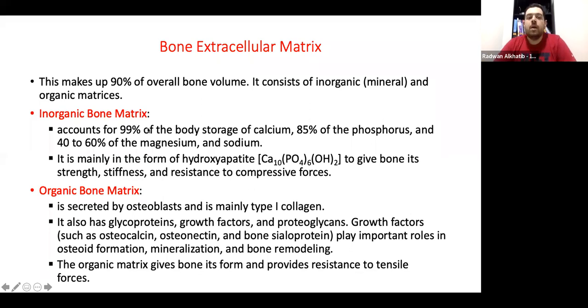Now, a very important concept to start with is that the bone is composed of two things. First, we have the deposition of the proteins or the organic materials, which we call the osteoid. And then after we deposit these osteoid materials, we calcify them, or we add the minerals to them to make them hard.